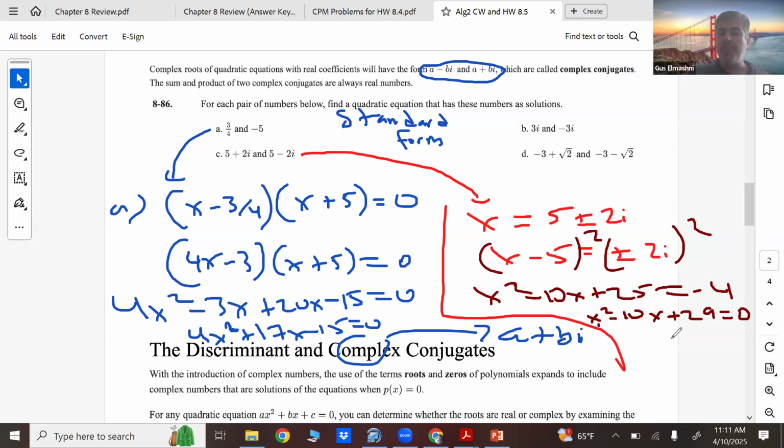So you get that. Okay, go and try B and D, guys. All right, guys, let's focus on B and D. All right, let's do B and D, and then we'll talk about discriminant. Then we'll play Jeopardy after that.